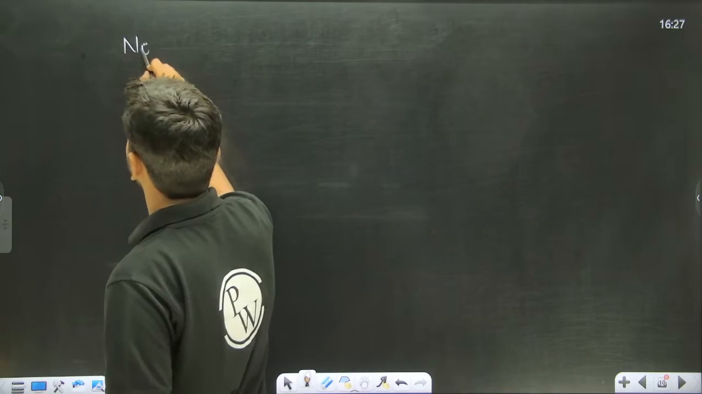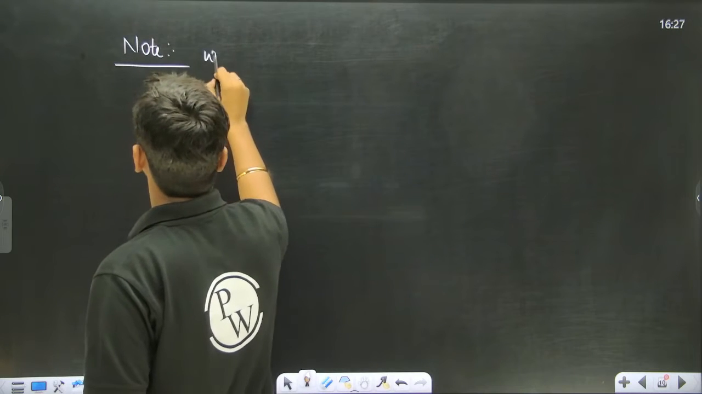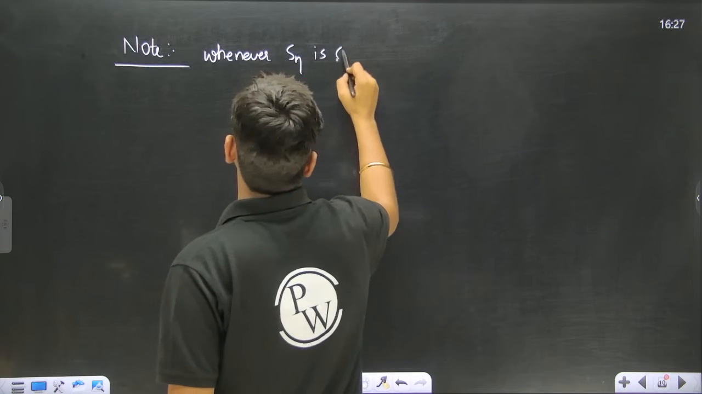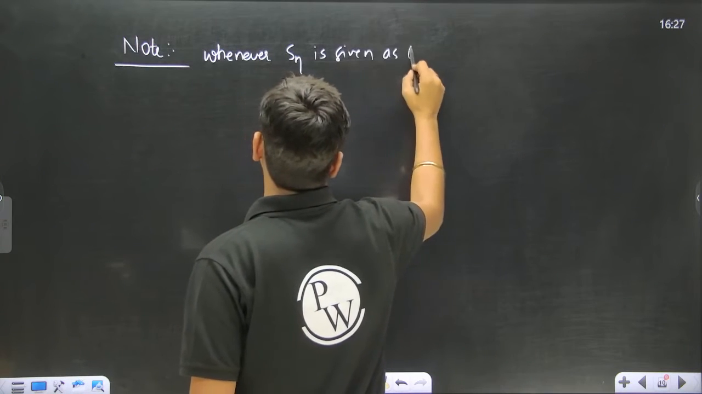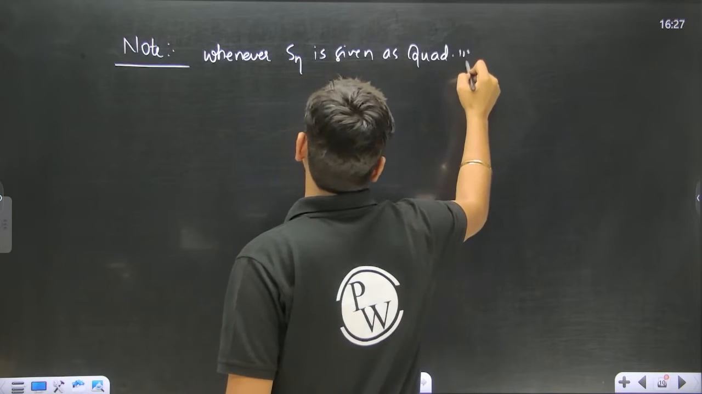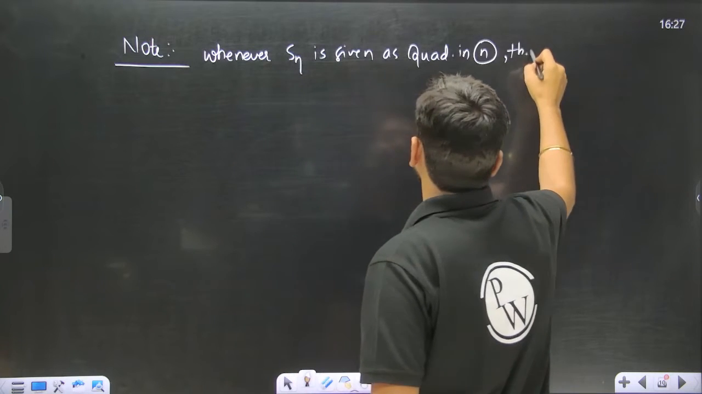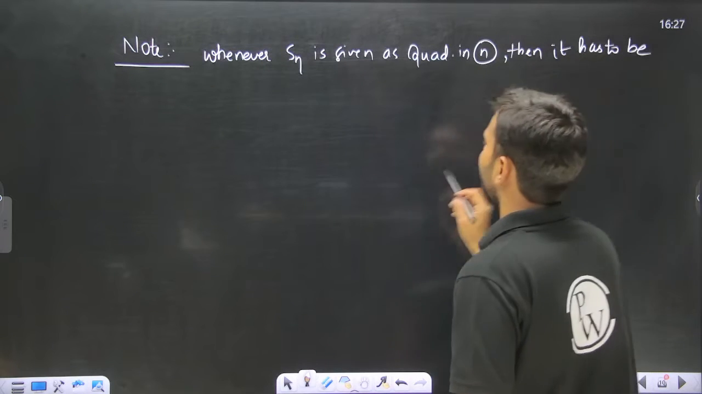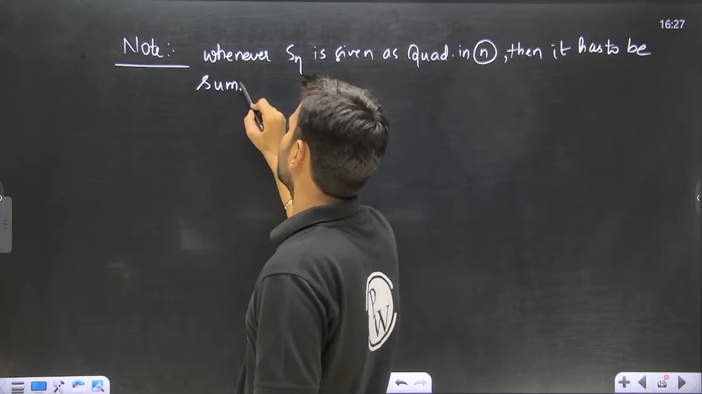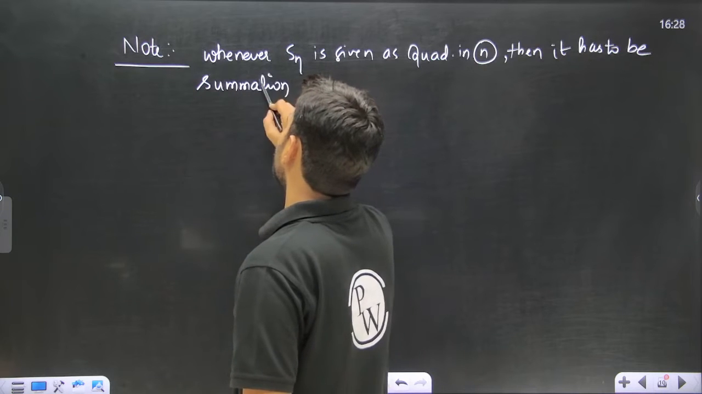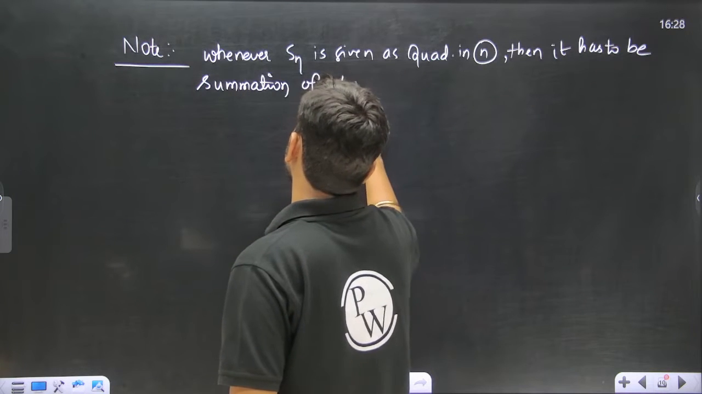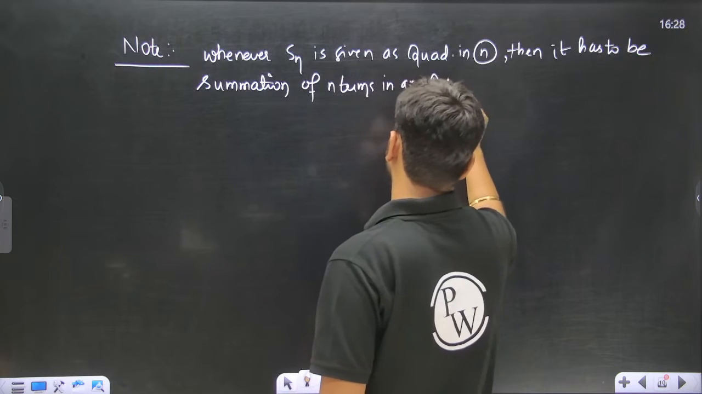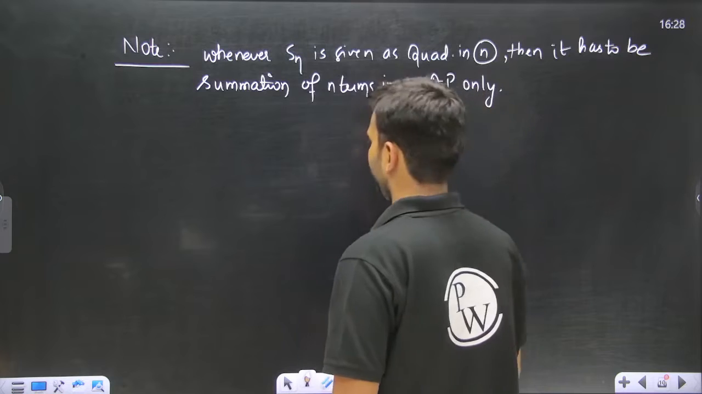as a note, that whenever Sn is given as quadratic in n, then it has to be summation of n terms in an AP only. Okay, this is number one.